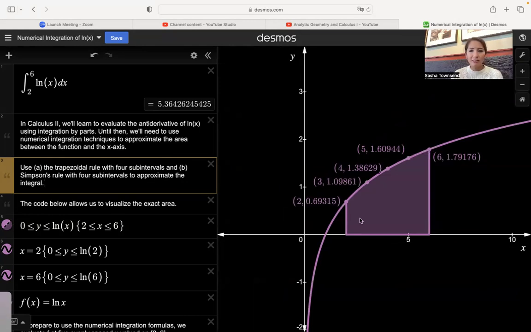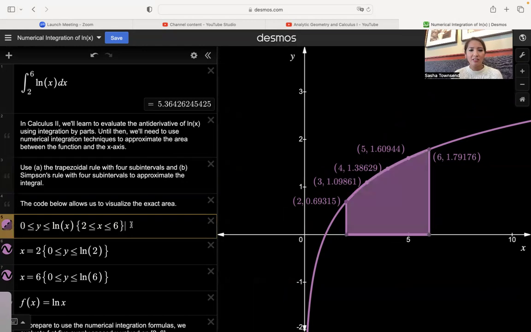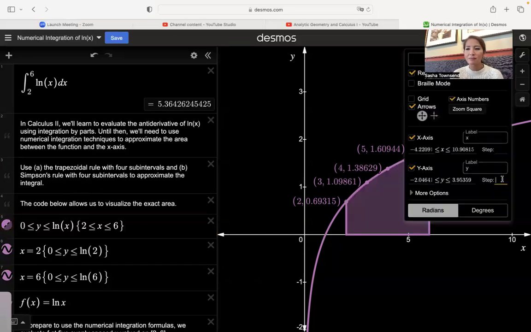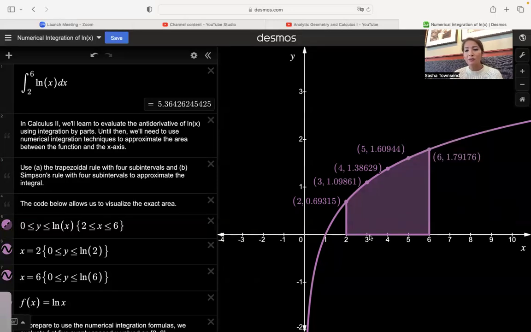The function y equals natural log of x is this purple function. And then I've evaluated the function at x equals 2, 3, 4, 5, and 6 because we're interested in using the trapezoidal rule and Simpson's rule with 4 subintervals. So we're on that interval from 2 to 6. So each subinterval has a width of 1. We've got 5 x values.